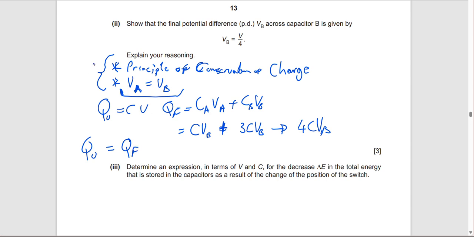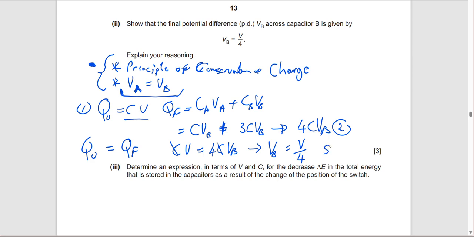And we know that initial charge is equal to final charge. Remember our first condition right there, the principle of conservation of charge. And then we just equate equation 1 and equation 2. So if CV is equal to 4C VB, you can cancel out the C's, and if we rearrange, dividing by 4 on both sides, we get VB as V over 4.